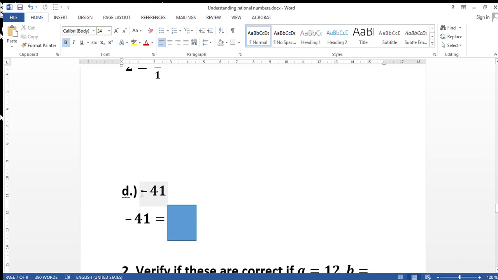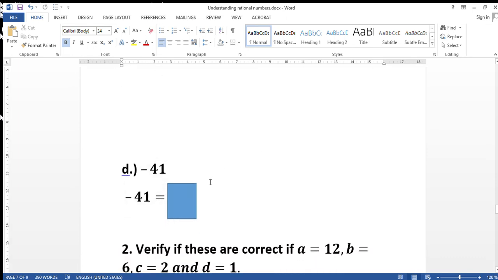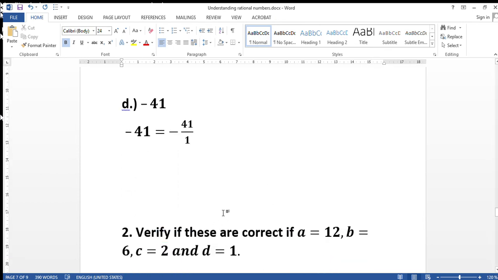Next, we have a negative number, negative 41. So again, if it's positive or negative, that number must have a denominator of 1. So this will be negative 41 over 1.